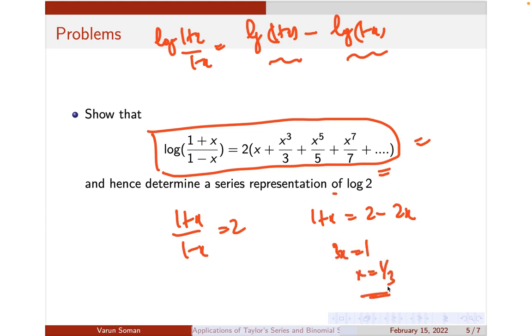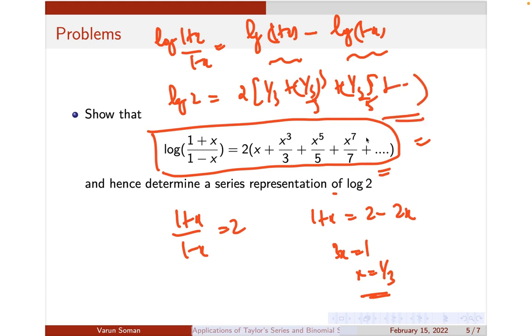Okay, so when x is equal to 1 by 3, your LHS will be log 2 and your RHS will be 2 into 1 by 3 plus (1 by 3)^3 by 3 plus (1 by 3)^5 by 5 plus etc. Okay, so that is another problem. I hope it is clear. Moving forward, we will do another problem.